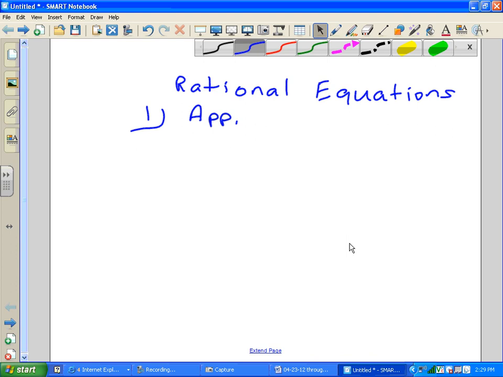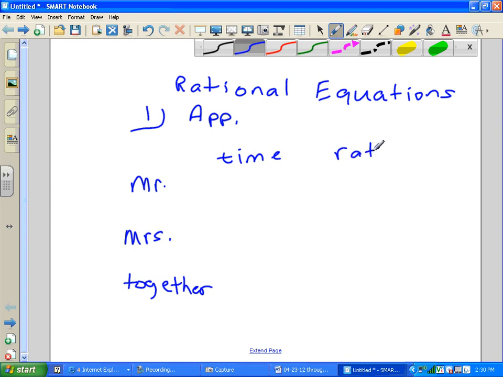All right, so let's set up our chart here. Let's put our first person, we'll just say Mr., and then Mrs., and then of course together. And so we're going to look at the time for each of them and then the time together and compare that to, or make a rate out of that. So it says that they can mow the yard together in 20 minutes.